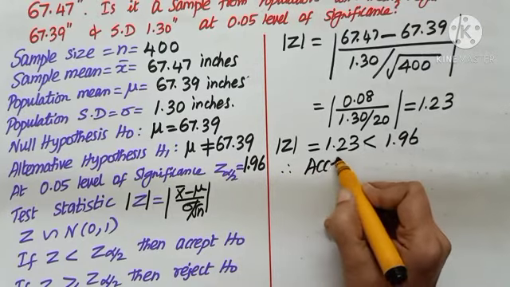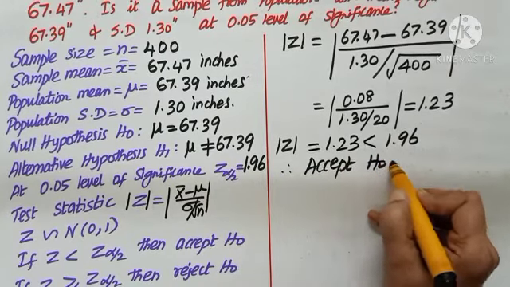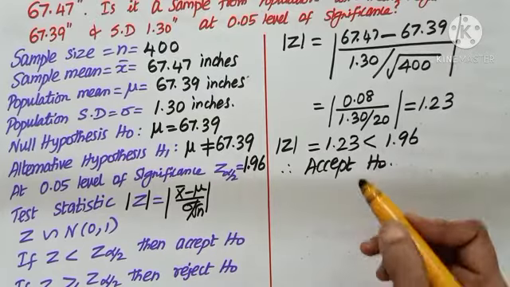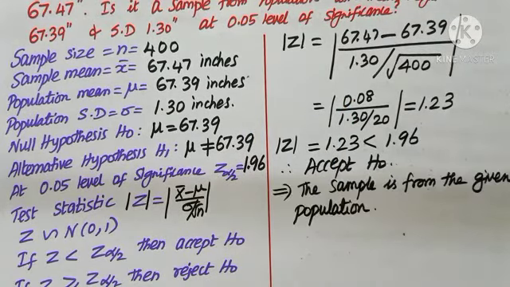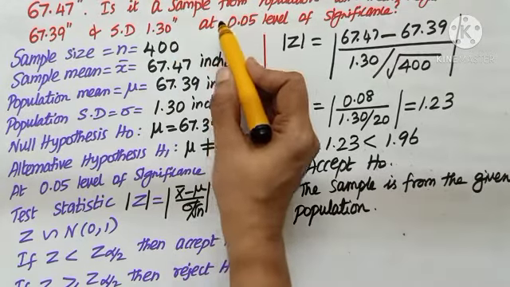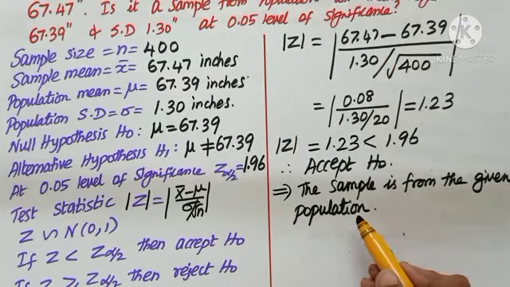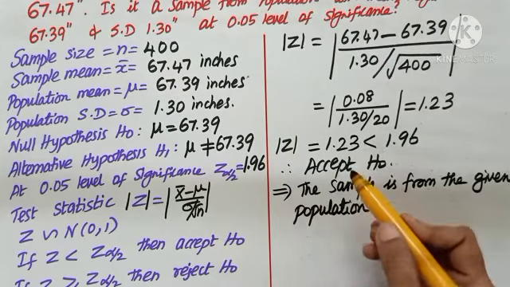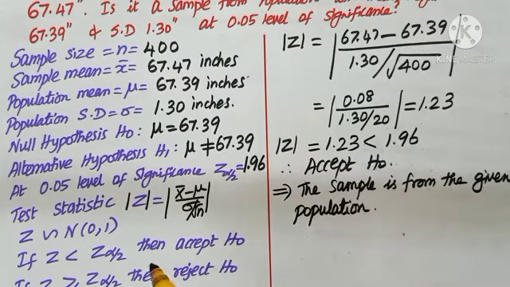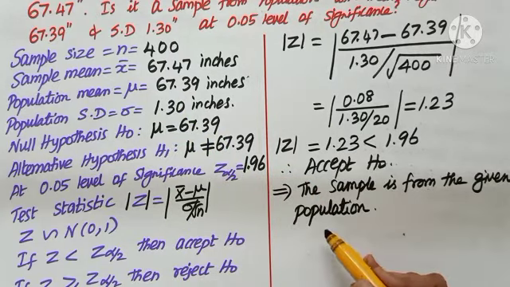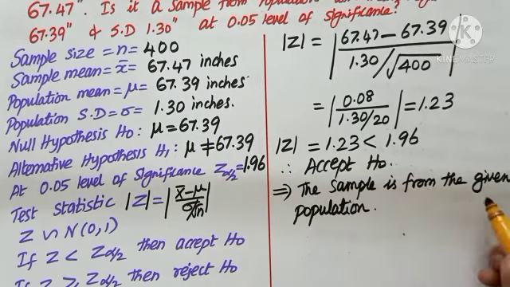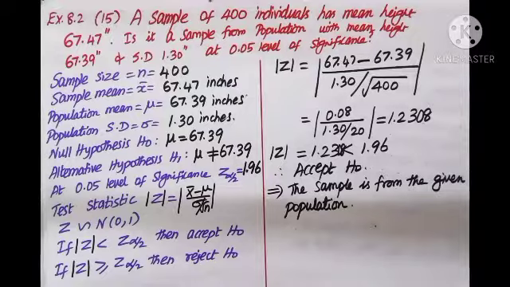Therefore, accept H naught. What do you mean by accept H naught? This sample is from the population. The question is, is it a sample from this population? So we have decided. When we accept H naught, we say there is no difference between sample mean and population mean, and so the sample given is from the given population, and that is the answer.